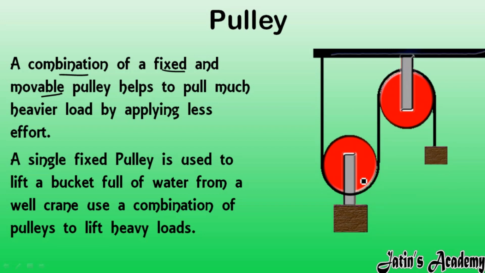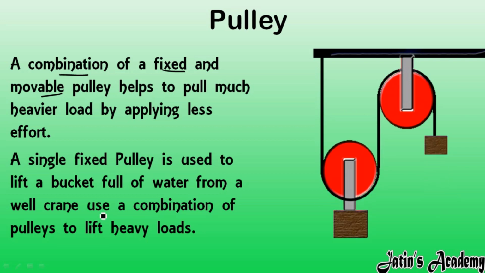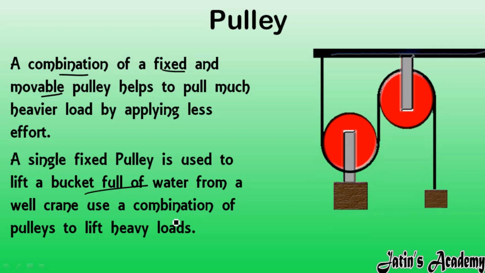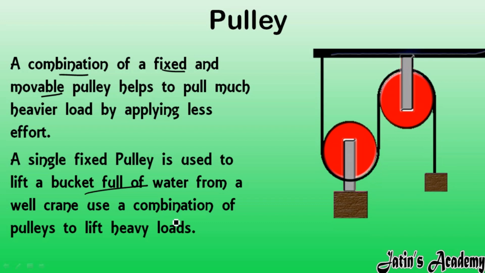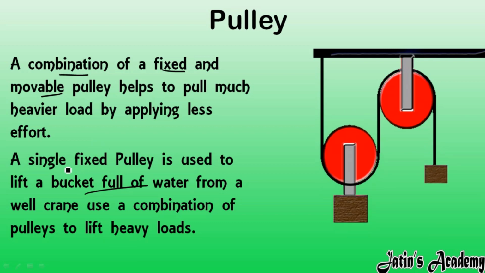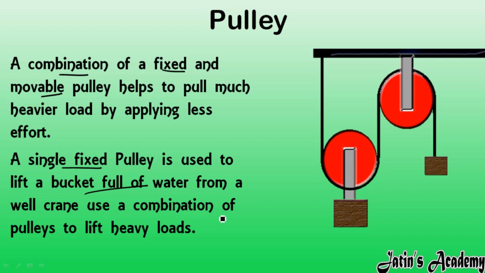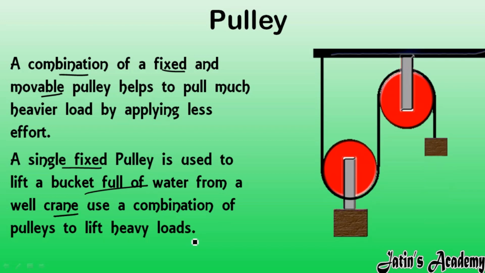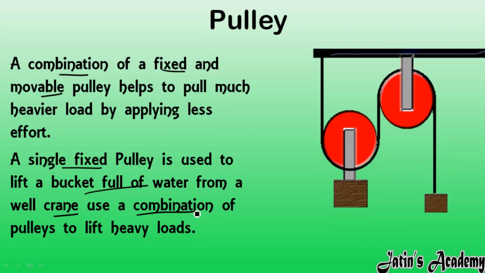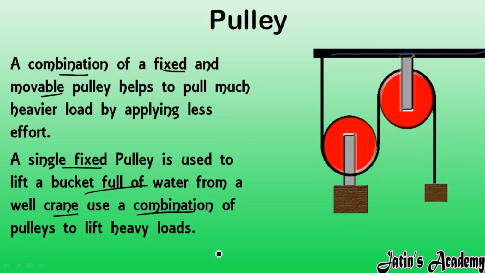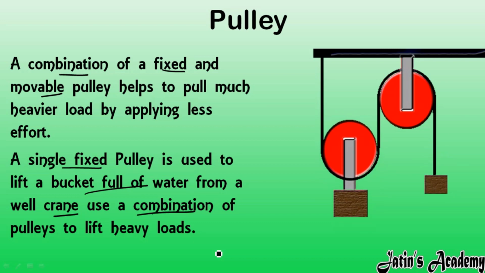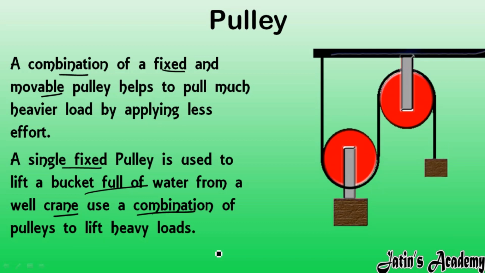A single fixed pulley is used to lift a bucket full of water. You might have seen at a well that we apply a force in the downward direction, and the bucket can come up easily from the well by using a single fixed pulley. On the other hand, cranes lift very heavy loads. In a crane we use a combination of two or more pulleys, a combination of fixed and movable pulleys. So in order to lift a very heavy load we use a crane, and in order to lift a small load we use a single movable pulley or a single fixed pulley.